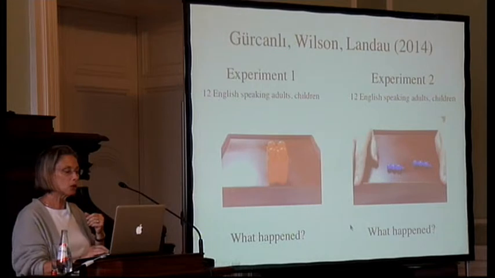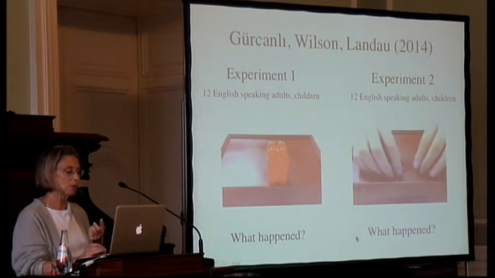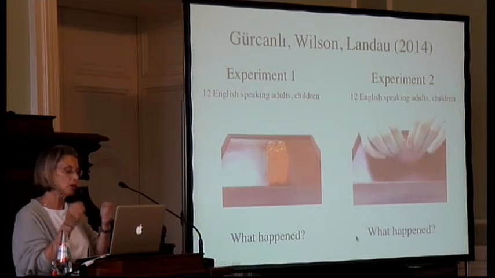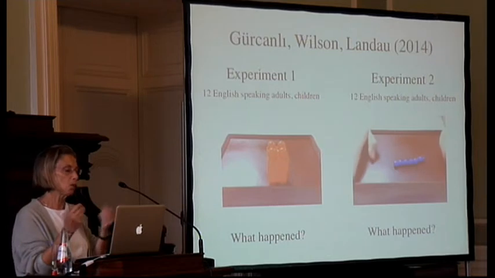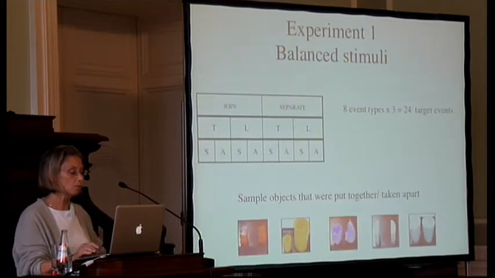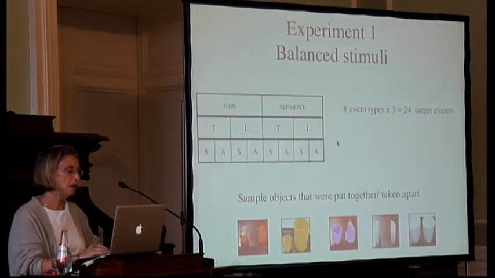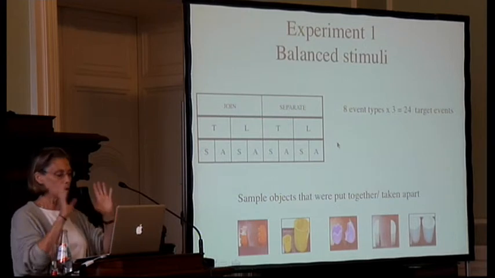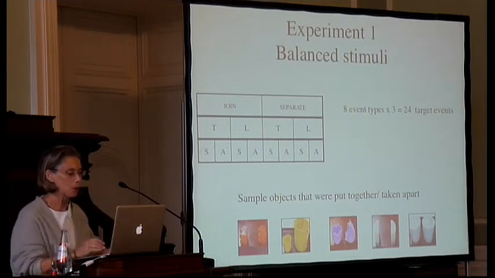And then in experiment 2, where we added things like pop beads and other kinds of stimuli that Bowerman and Choi had used, it looks something like this. It's another joining event. This is a tight fit joining event. We show them that and then they say what happened. So they're all videotaped events. Everybody sees all of them and describes them. Experiment 1 had balanced stimuli. As I said, it was nicely crafted because we're good experimentalists.